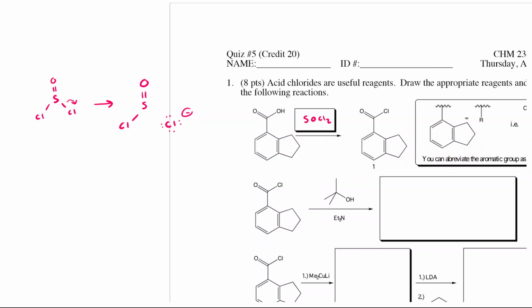This molecule will then attack this oxygen here and push down, the pi bond will then push down to the oxygen here. And I think I'm missing some lone pairs here.